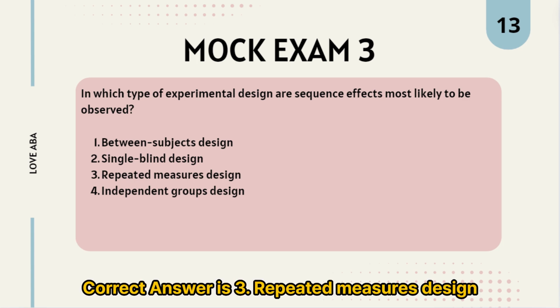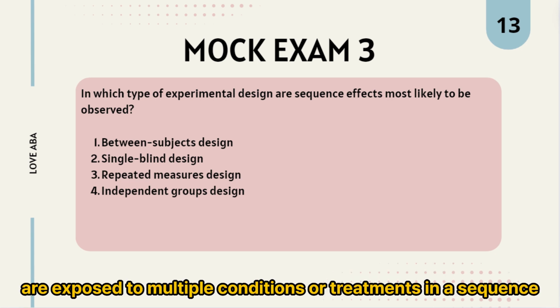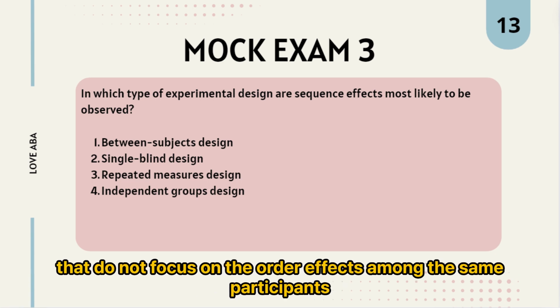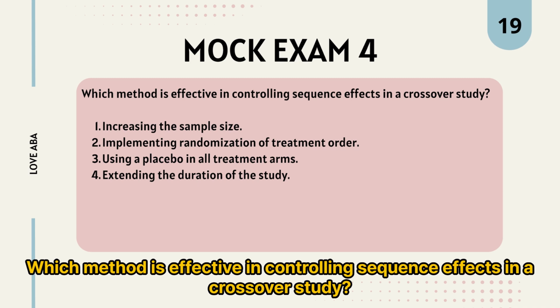Correct answer is 3. Repeated measures design. Sequence effects are particularly prominent in repeated measures designs where the same participants are exposed to multiple conditions or treatments in a sequence. 1, 2, and 4. These designs generally involve different groupings or blindness strategies that do not focus on the order effects among the same participants. Mock Exam 4. Which method is effective in controlling sequence effects in a crossover study?